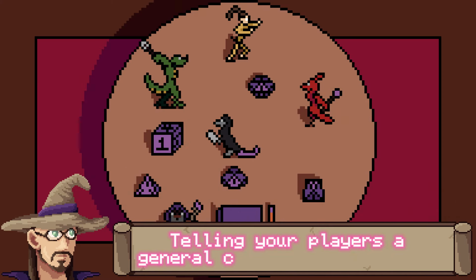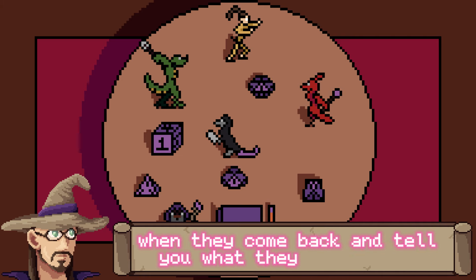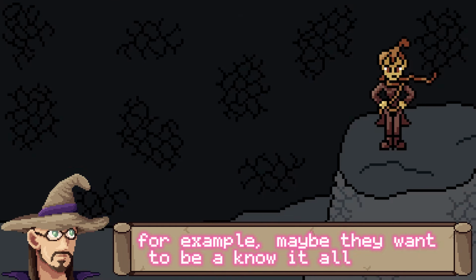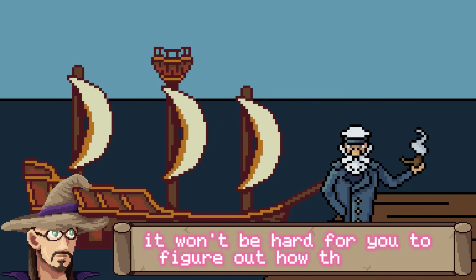Telling your players a general concept ahead of time also serves to give them inspiration. And then when they come back and tell you what they want to be, for example, maybe they want to be a know-it-all prodigy at the magic school or a newly minted ship's captain, it won't be hard for you to figure out how that works with the story at large.